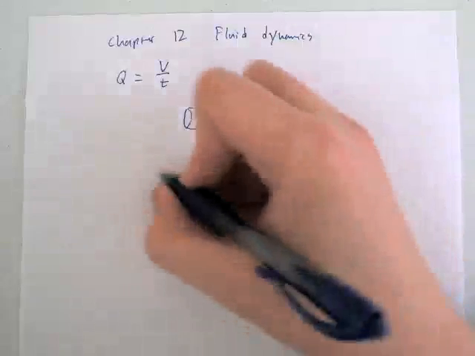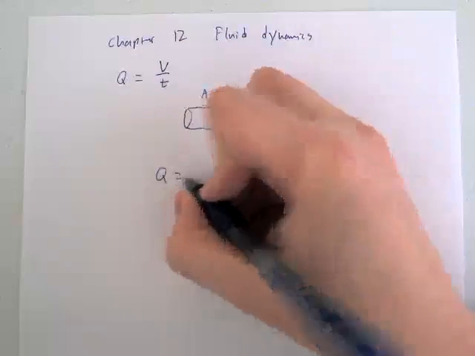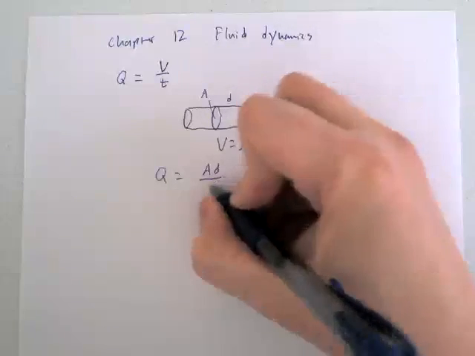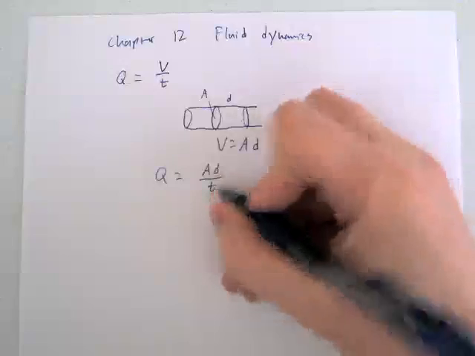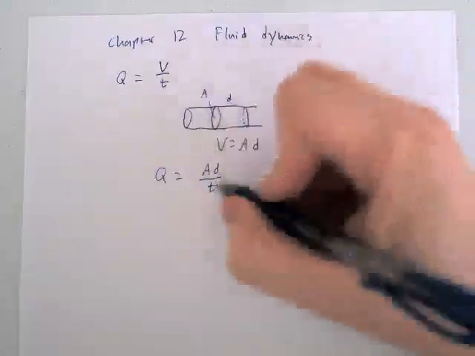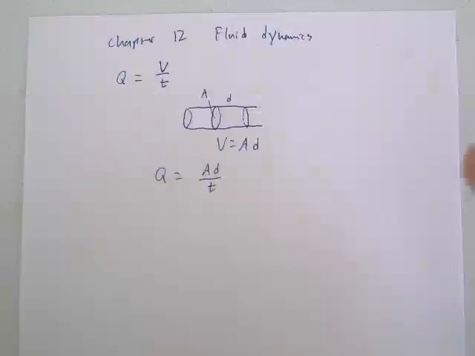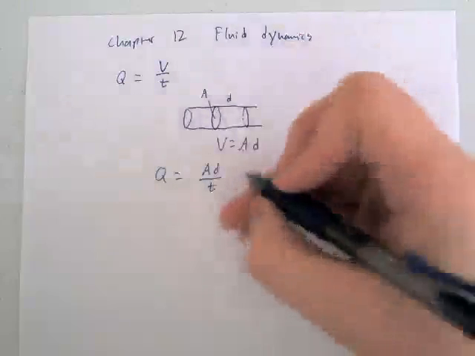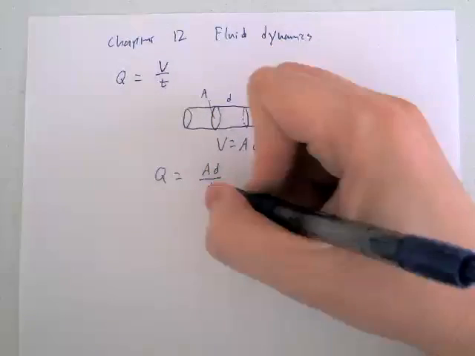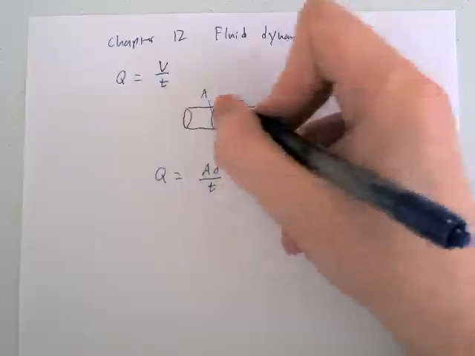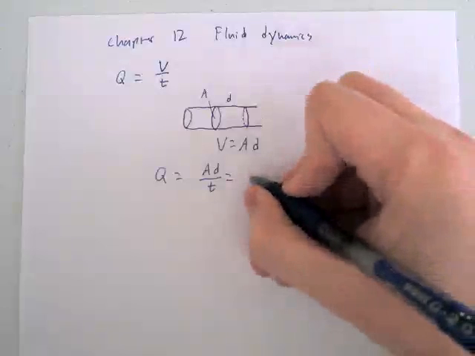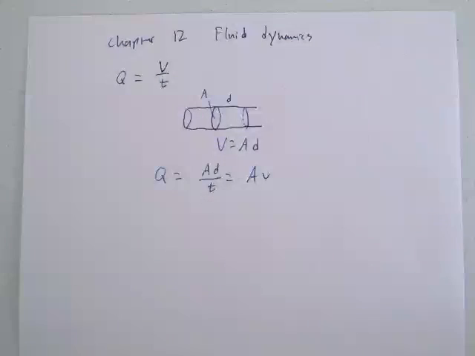So let's write our Q in a different way now. We have Q equal to A times D over T. But what is this D over T? This is still a distance. This does correspond to our volume, that is A times D, but D over T is the speed of the fluid as it's going through here. This distance here, however long it takes for this chunk of fluid to pass this distance, will tell us the speed of this fluid flow. So we'll have A times V.